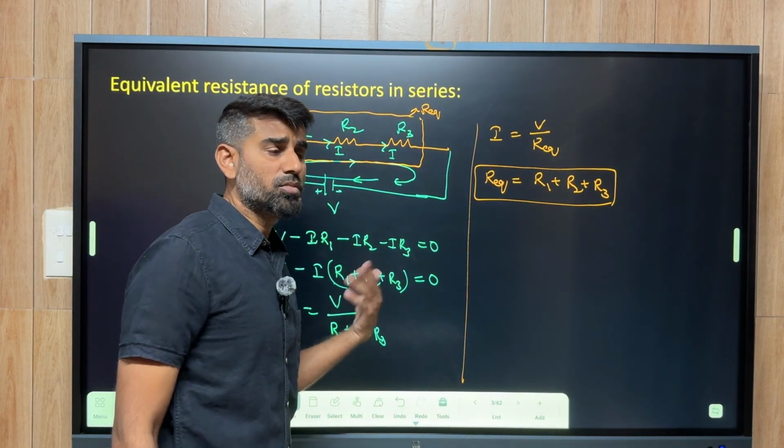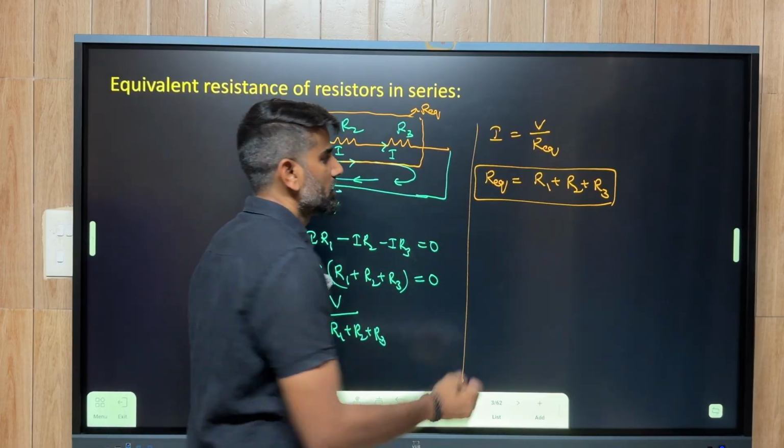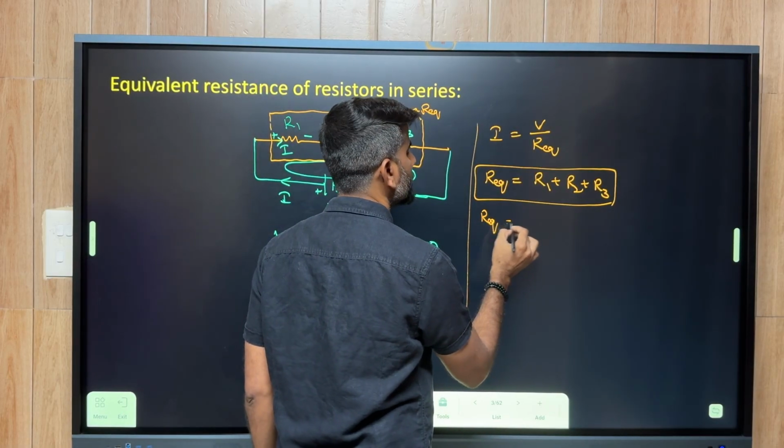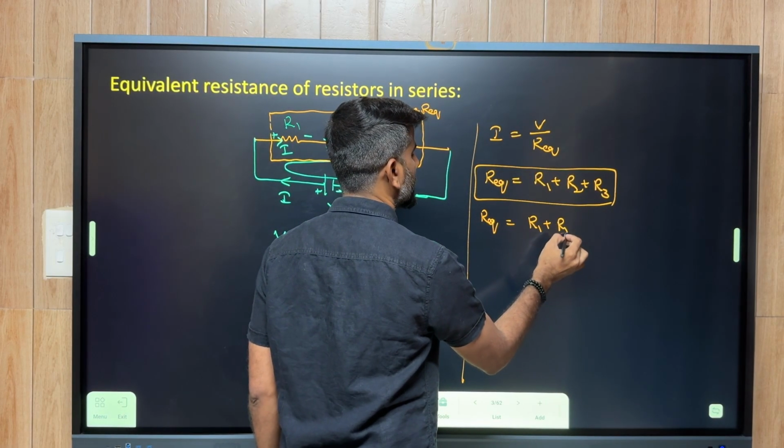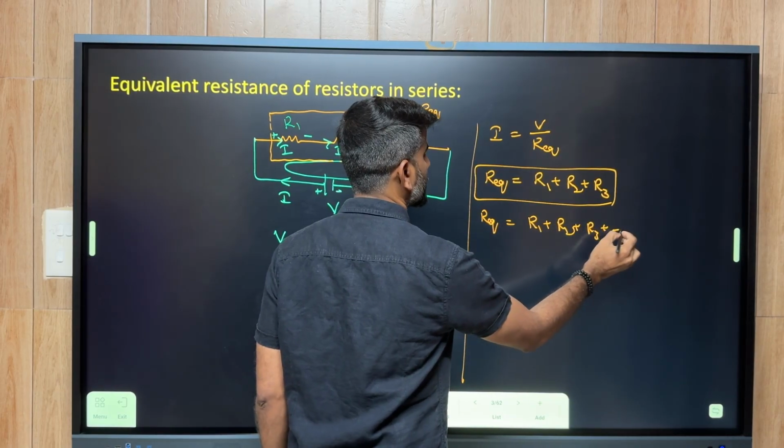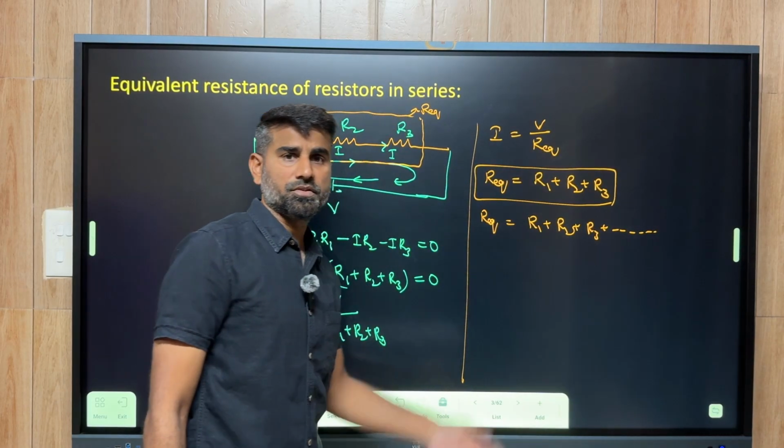If the circuit has many resistors which are connected in series, then R equivalent is equal to R1 plus R2 plus R3, and so on, till n number of resistors.